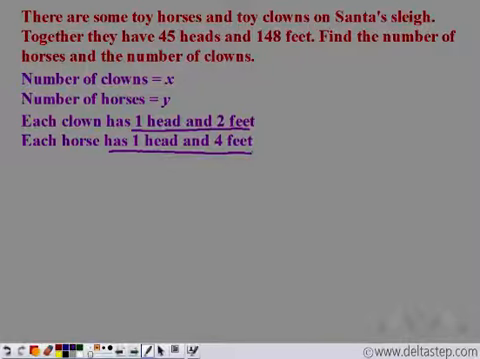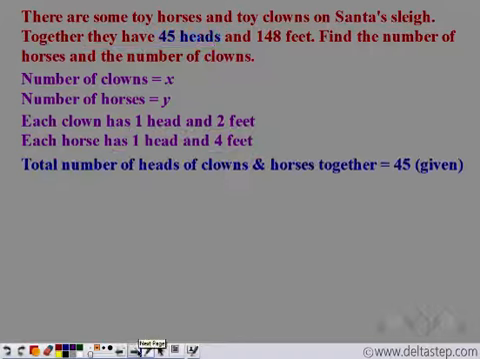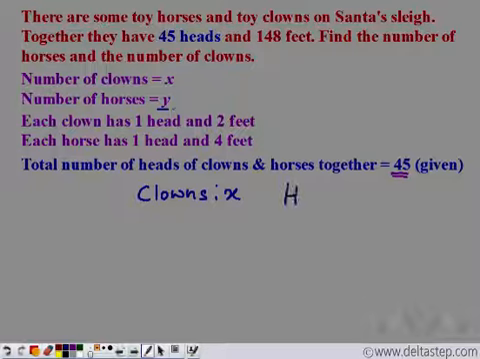Now let us see what is given to us. Together they have 45 heads. That is, the total number of heads of clowns and horses together is 45. Now each clown has 1 head, so x clowns have x heads. Each horse has 1 head, so y horses have y heads.